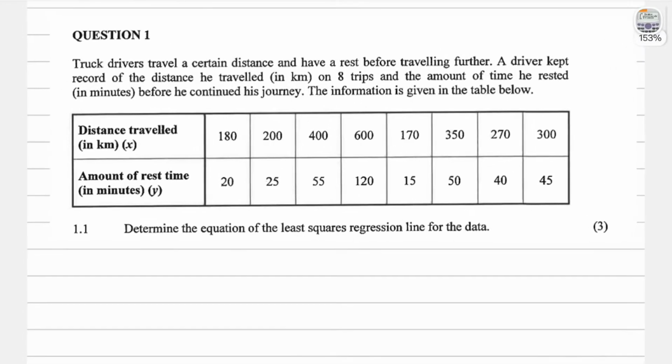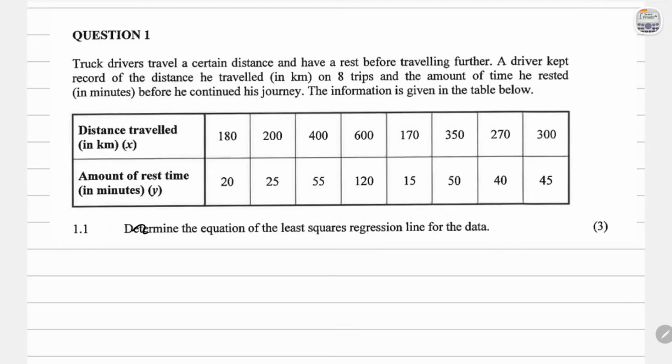Question 1 says, truck drivers travel a certain distance and have a rest before traveling further. A driver kept record of the distance he traveled in kilometers on 8 trips and the amount of time he rested in minutes before he continued his journey. The information is given in the table below. So we have the distance traveled in kilometers, and those are our x values, and the amount of rest time in minutes, which are our y values.